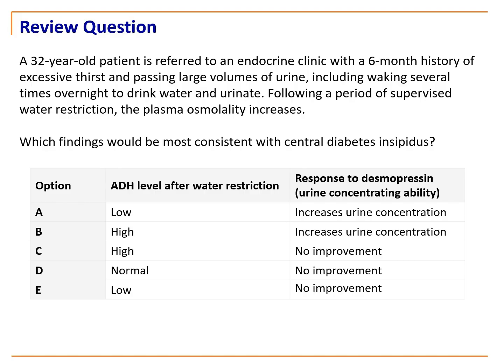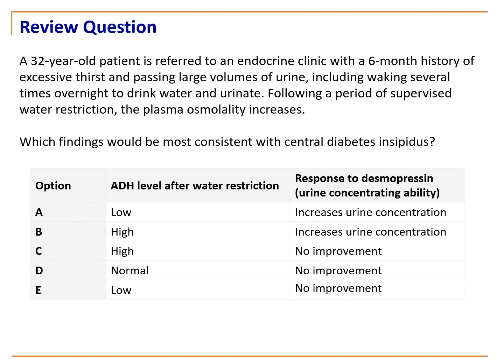So what we've got here is that they have been water restricted. They are no longer being given water, so the plasma osmolarity is increasing, which is most consistent with central diabetes insipidus. Remember, in central diabetes insipidus, ADH secretion is reduced. Normally water restriction should stimulate ADH, but the patient cannot appropriately increase that ADH because they can't make it. So the ADH levels are going to be low after water restriction. So it's either going to be A or it's going to be E.